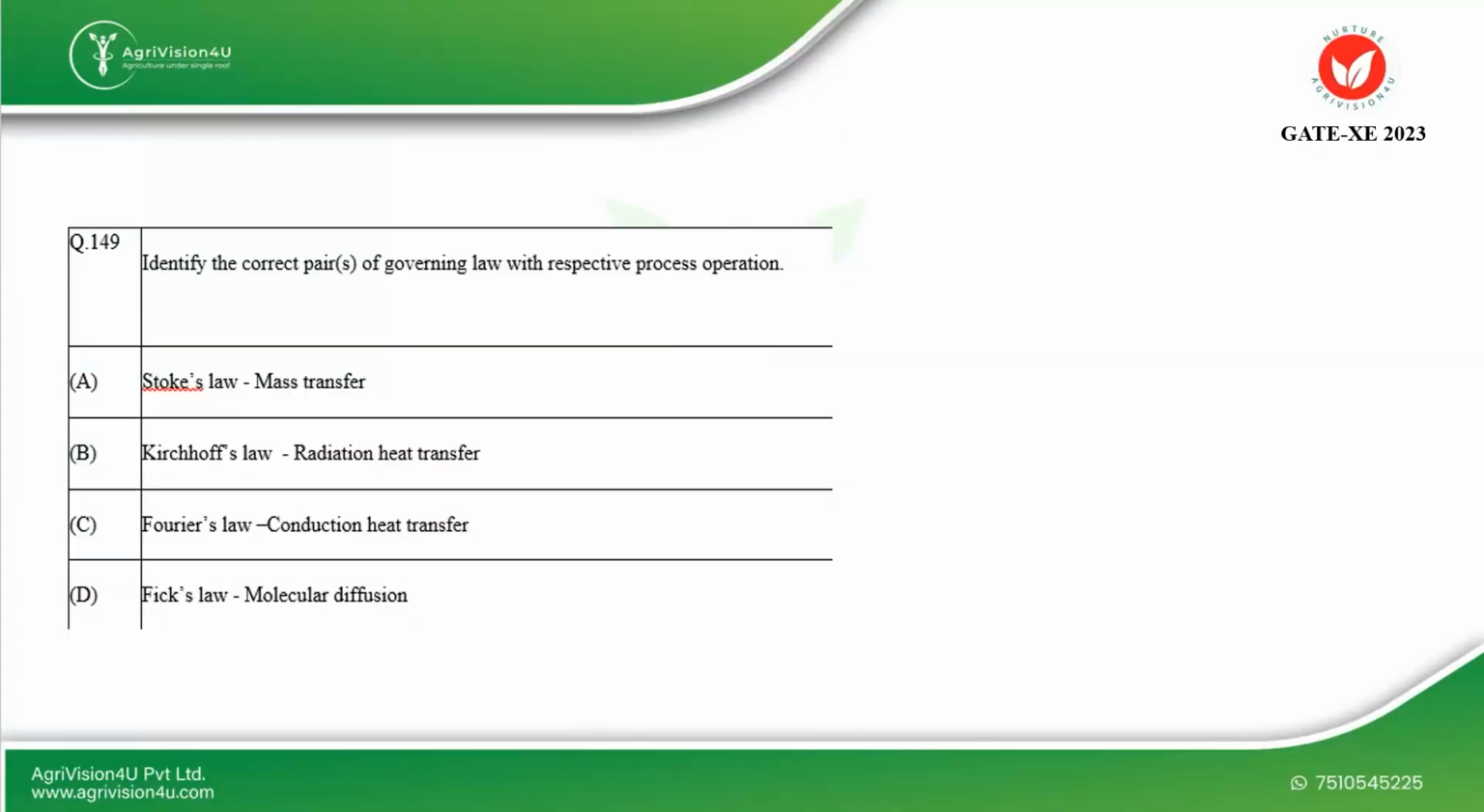Next question. Identify the correct pairs of governing law with respective process operation. So first one, Stokes law, that is mass transfer. What we have studied in our class is that Stokes law is not directly related to mass transfer. Rather, it is primarily used in fluid mechanics to describe the settling velocity of a particle in a fluid. So it's basically about the settling velocity.